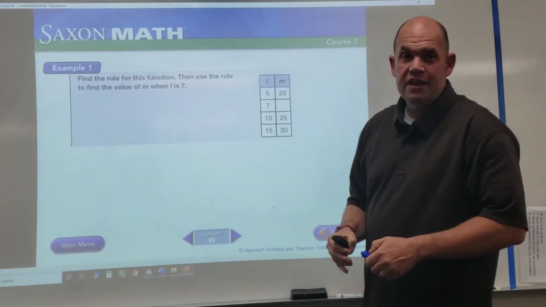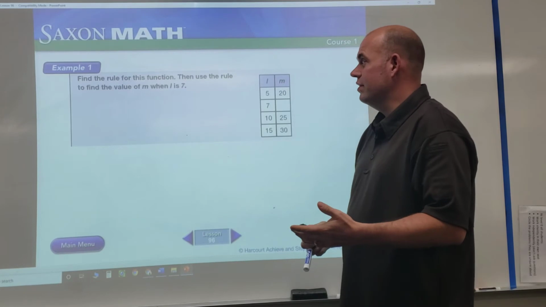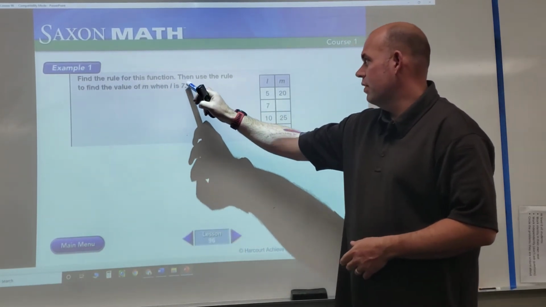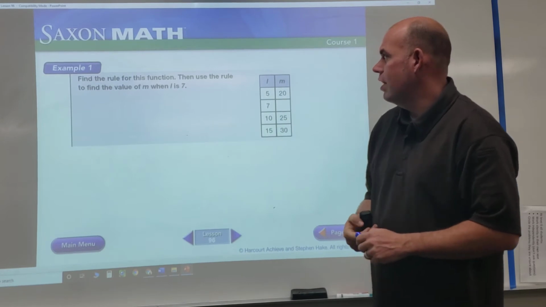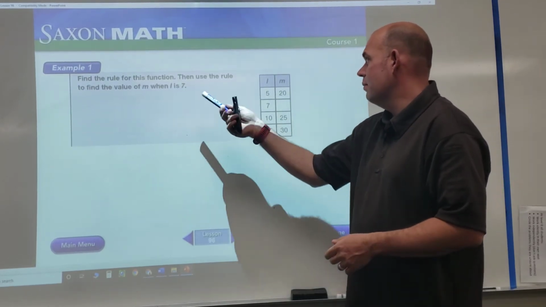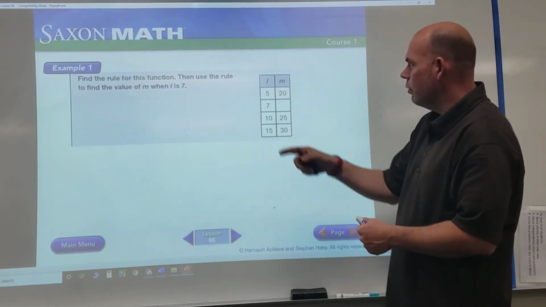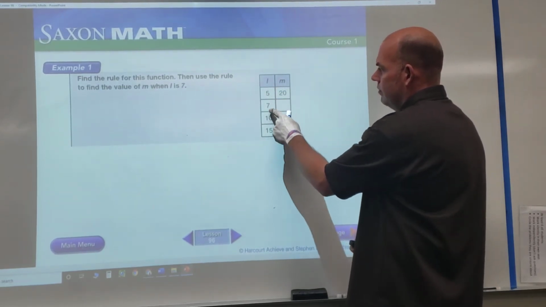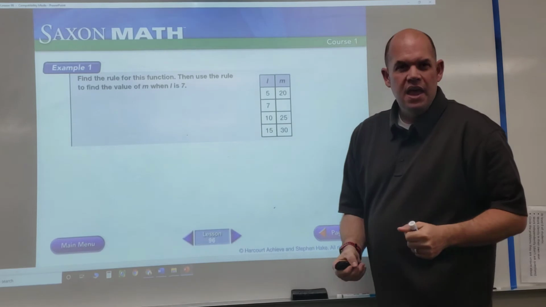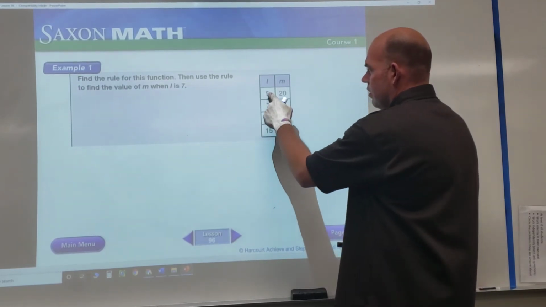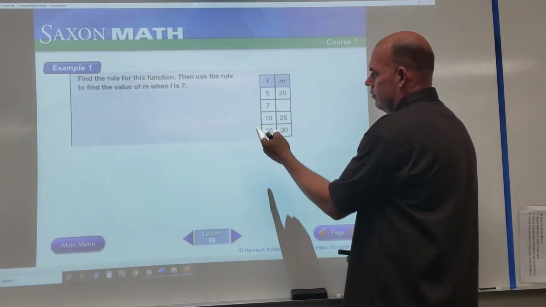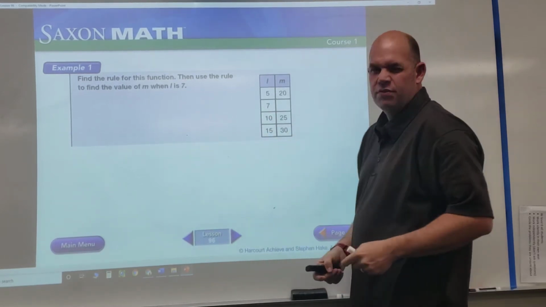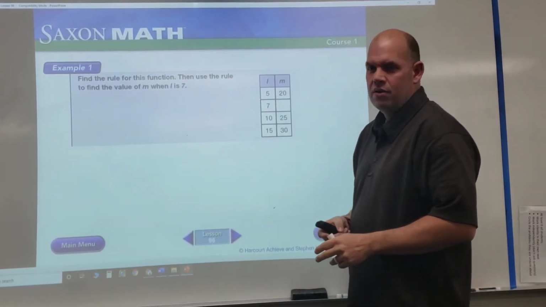So here in this problem, we're looking to solve the rule. So we're finding the rule for this function, and then we use that rule to find the value of m. So let's look at what we've got here on our table. We've got L equals 5, 7, 10, 15. If we want to look for patterns, 5 and 7, the difference there is 2, 7 to 10 is 3, the difference from 10 to 15 is 5. It doesn't look like there's a pattern there.